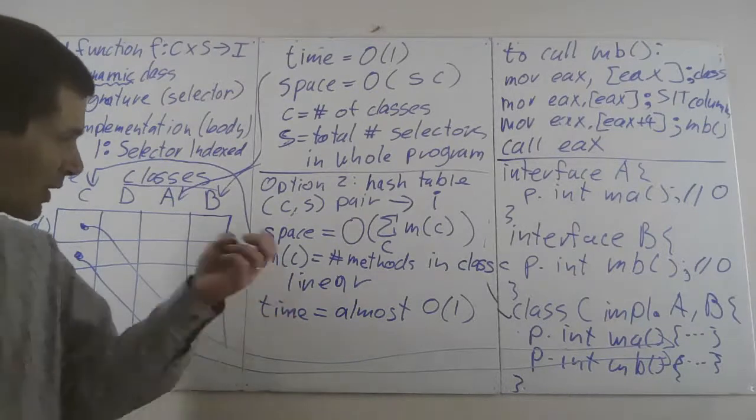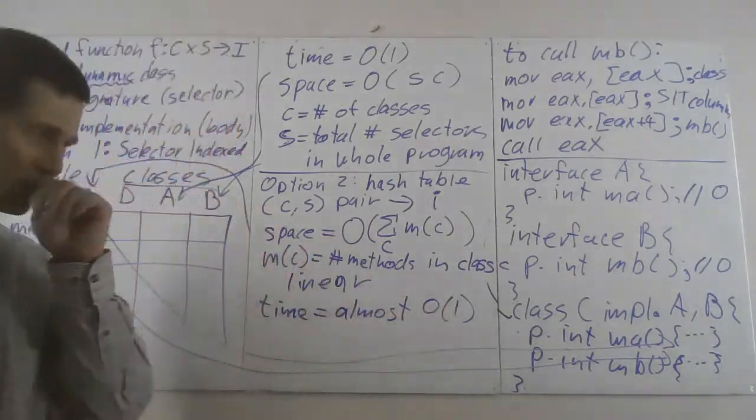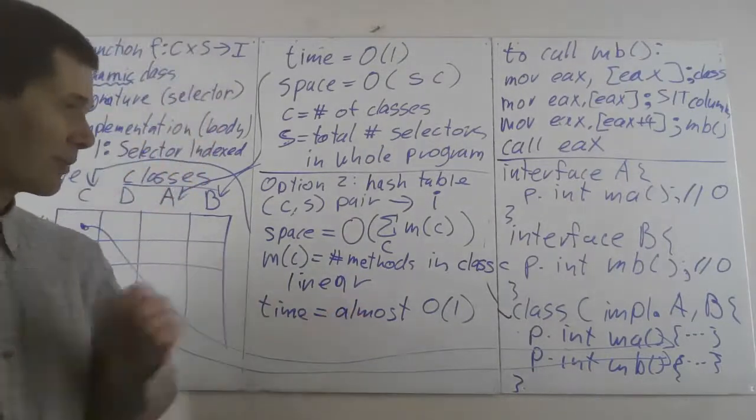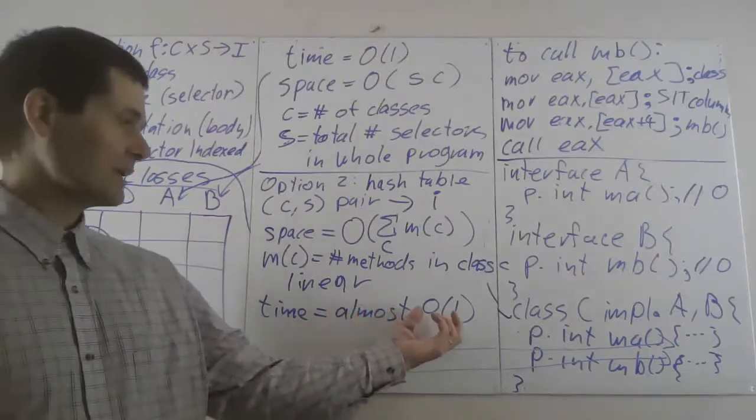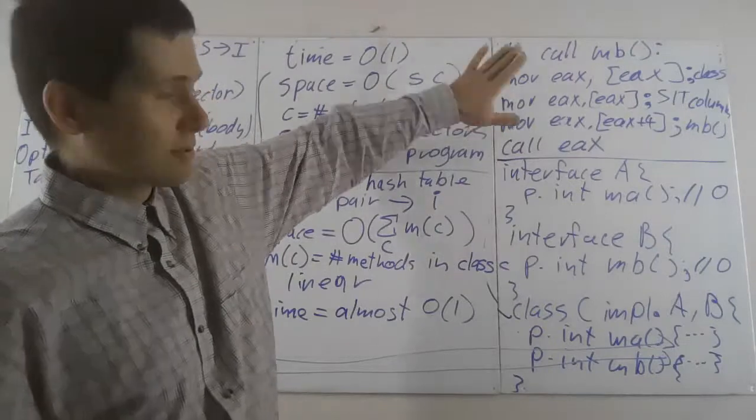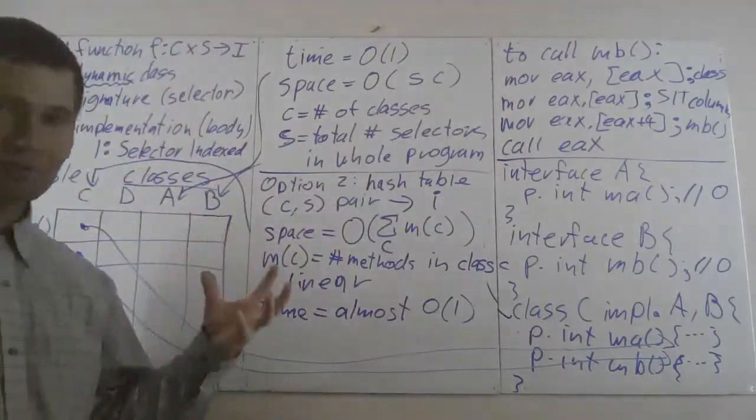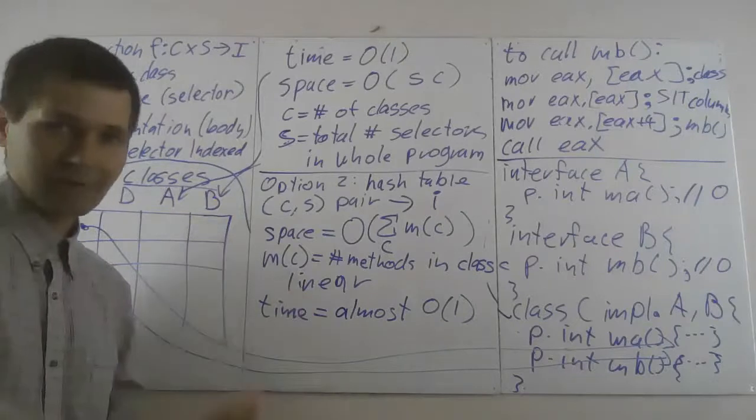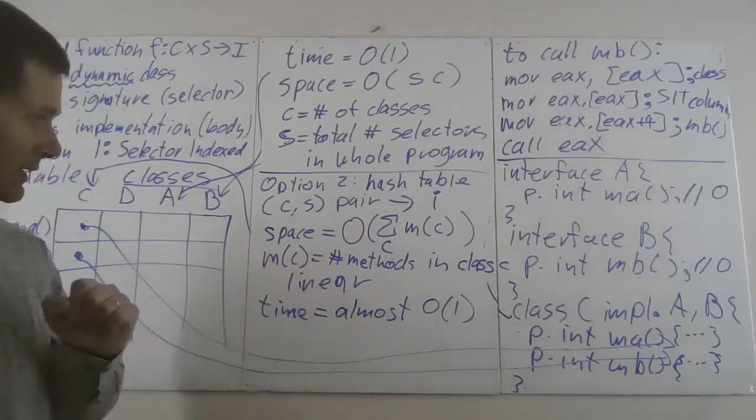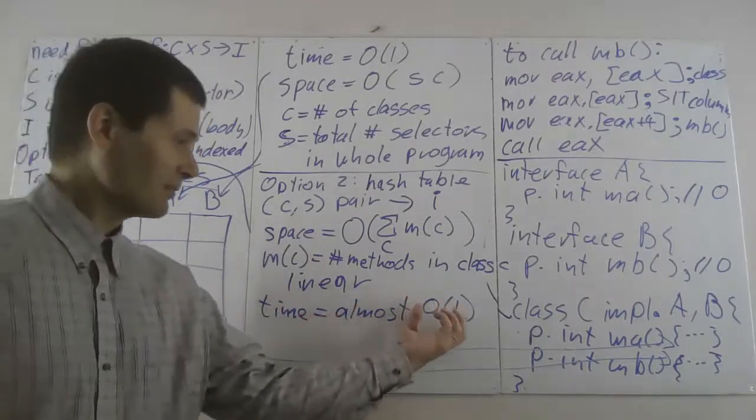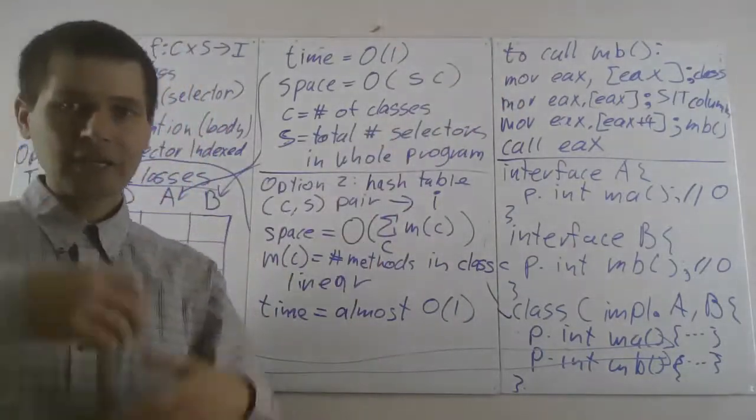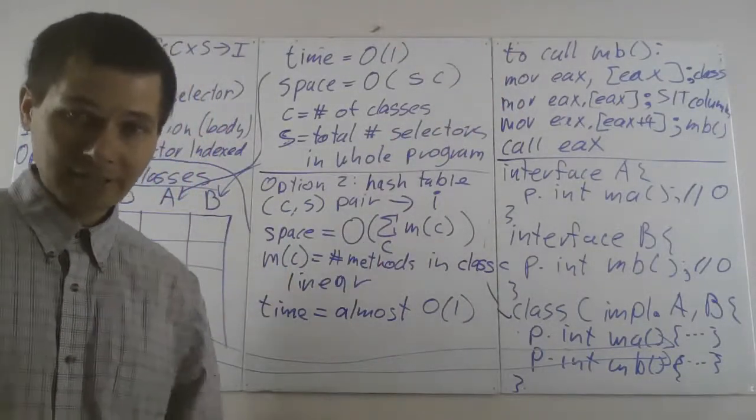Now, one thing here is that it's not so much the asymptotic time that is so important. Even if it is constant time, it's probably going to be more than these 3 move instructions. So the constant matters here. If your program does a lot of method calls, then even if you have a constant of, say, 15 instructions instead of 3 instructions, that's potentially a significant slowdown.